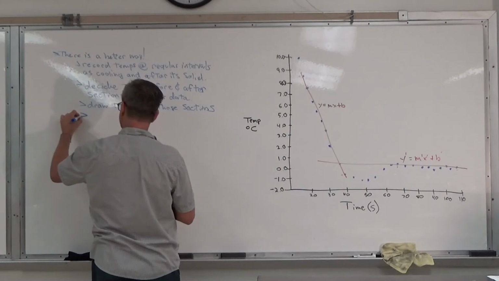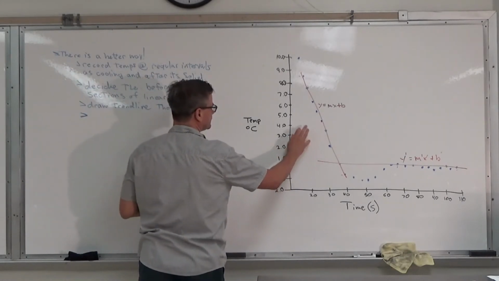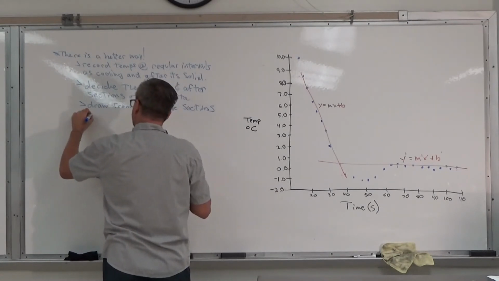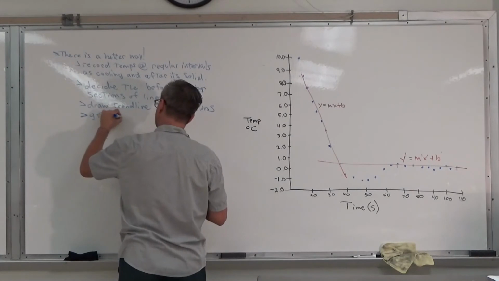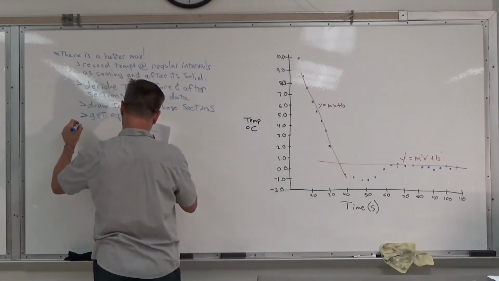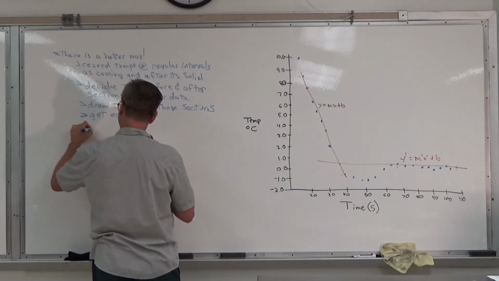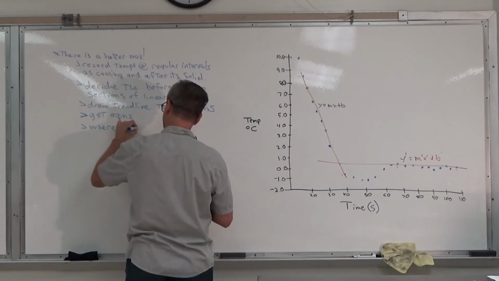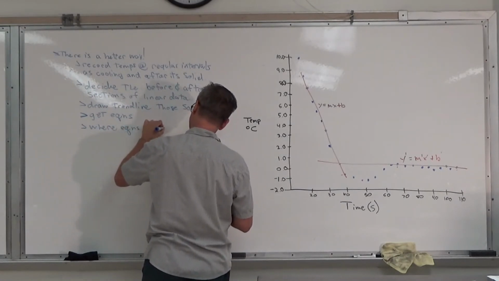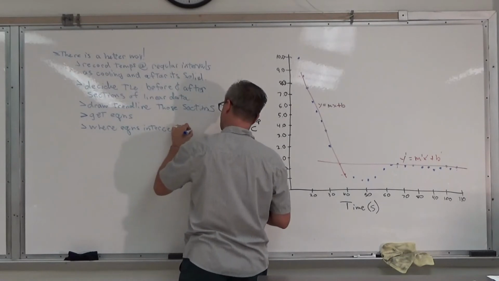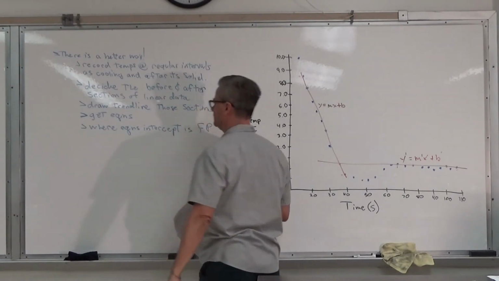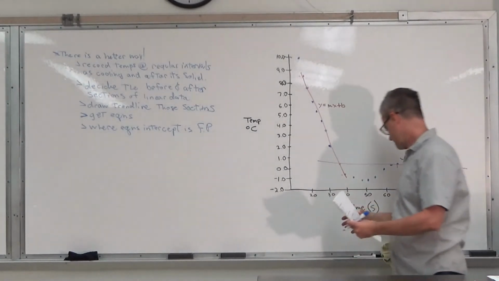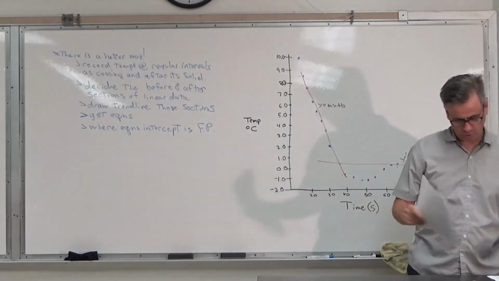Get the equations. In Excel a lot of times, you right click and add trend line equation, I forget. Then find the equations and where they intersect. That is your freezing point. That's a good, accurate way of determining your freezing point.